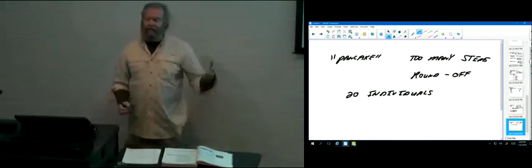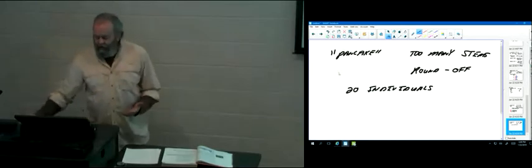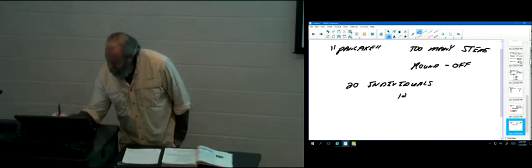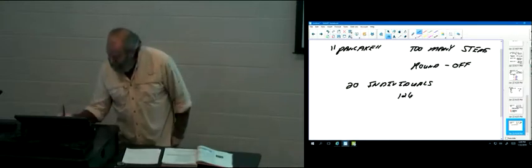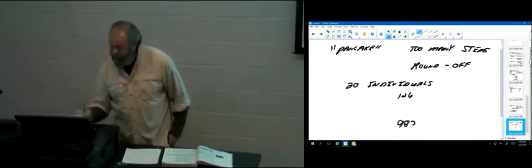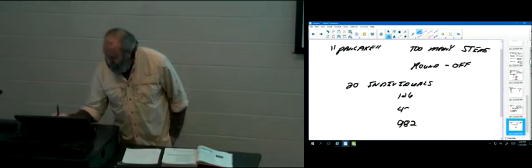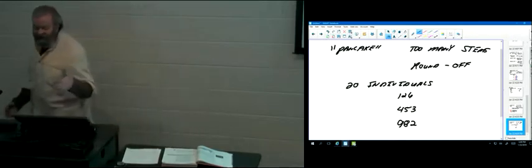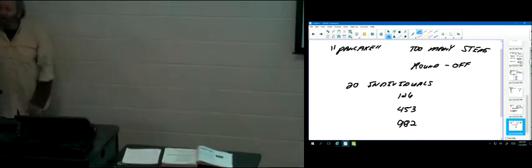Okay? And so that means I got 20 values, and it turns out that the lowest one I have is 126. And the largest one I have is, I'm going to give you one in the middle. There's one in the middle here of, now obviously there's 17 more. The 17 more are between 126 and 982. I just gave you the one in the middle.